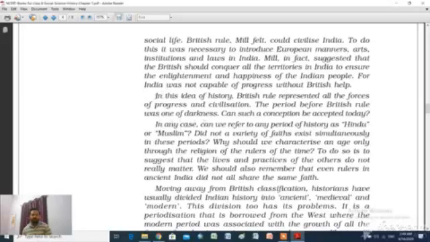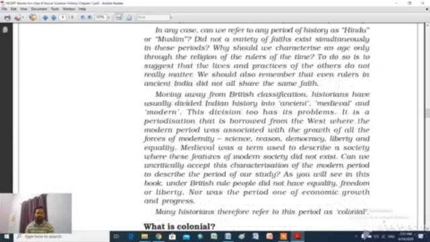Look at this. In this idea of history, British rule represented all the force of progress and civilization. The period before British rule was one of darkness. Can such a concept be accepted today? Never, because our ancient kings and rulers made significant achievements in so many fields: science, culture, monument construction, etc. Another periodization is one in which historians divided Indian history into three categories: ancient, medieval, and modern.